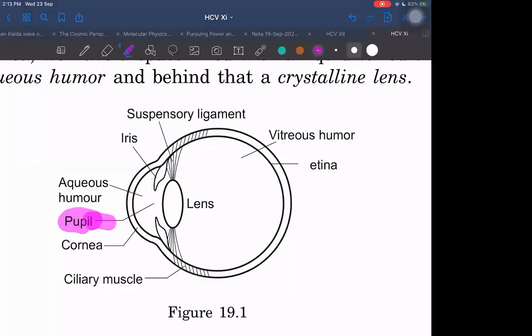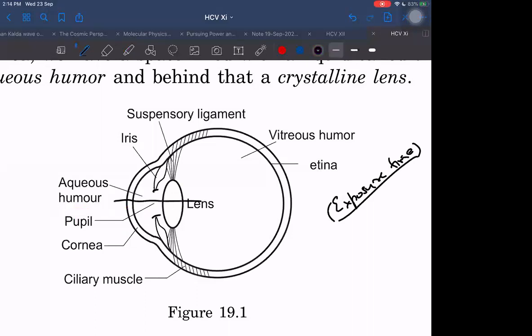Okay. The pupil is this wonderful thing again here. Have you seen a camera? Those who have used a camera, especially some good camera, may know in more detail that there is something called exposure time. Exposure time is for what time we want to keep the shutter on, for how long the light should enter.